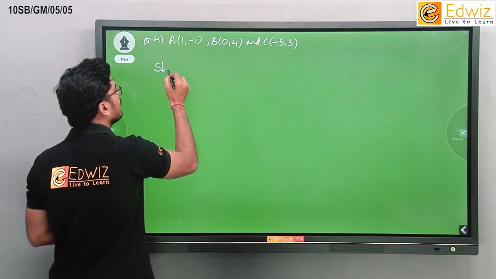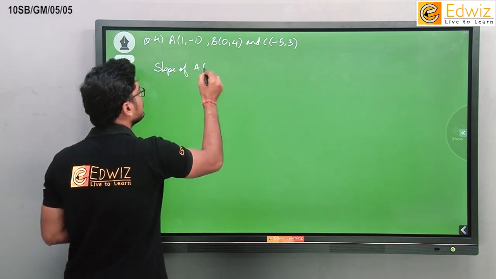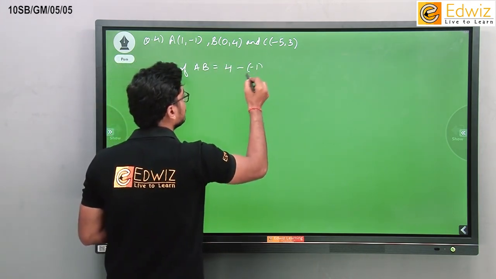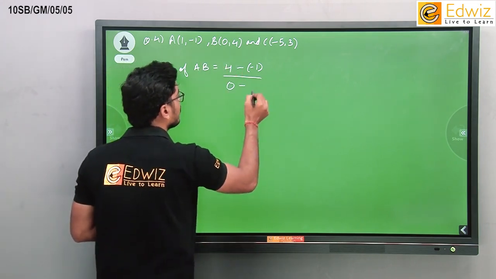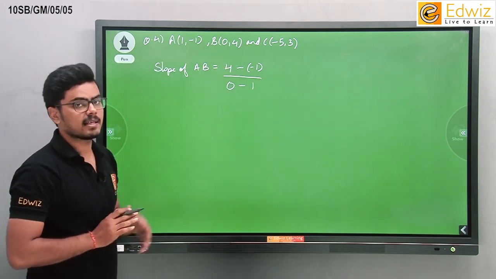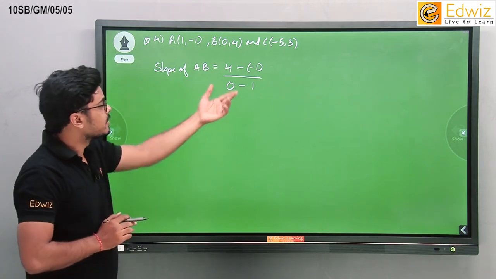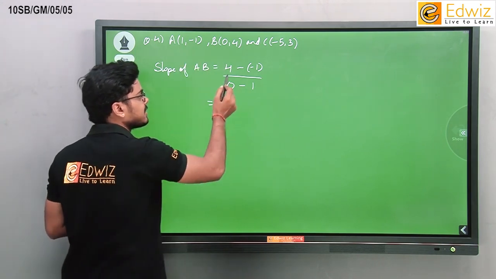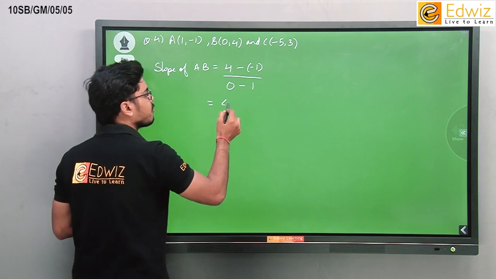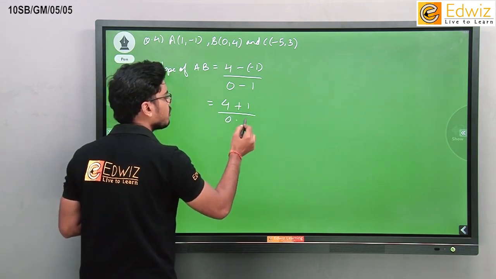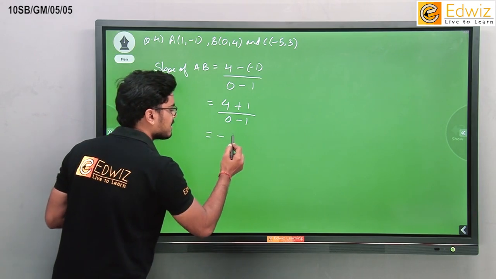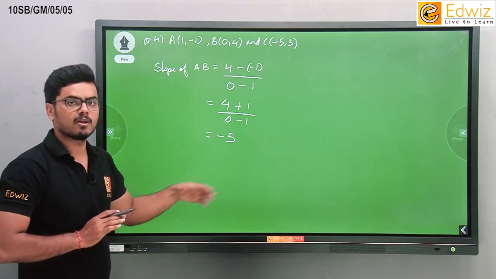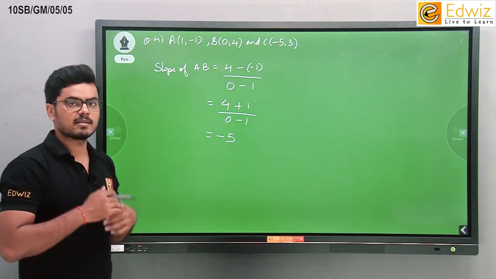So slope of side AB will be equal to 4 minus -1 upon 0 minus 1. Okay, y2 minus y1 upon x2 minus x1. This time I'm writing it directly. So 4 plus 1 divided by 0 minus 1. So we will get the answer as -5. Correct? 4 plus 1 is 5 and the negative sign of the denominator will go in the numerator, we get -5.